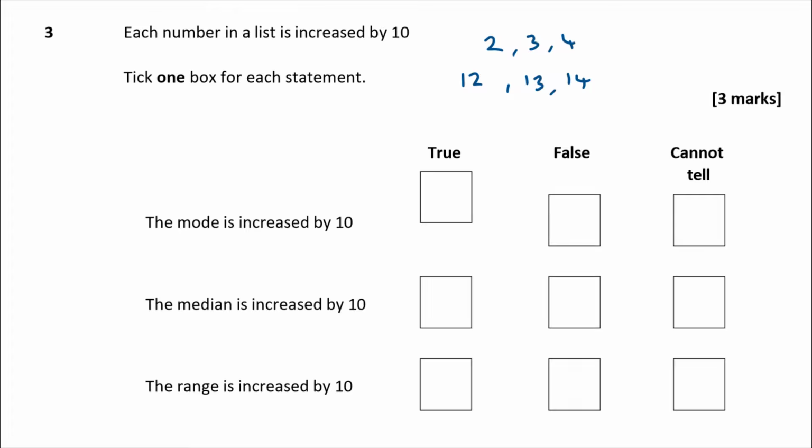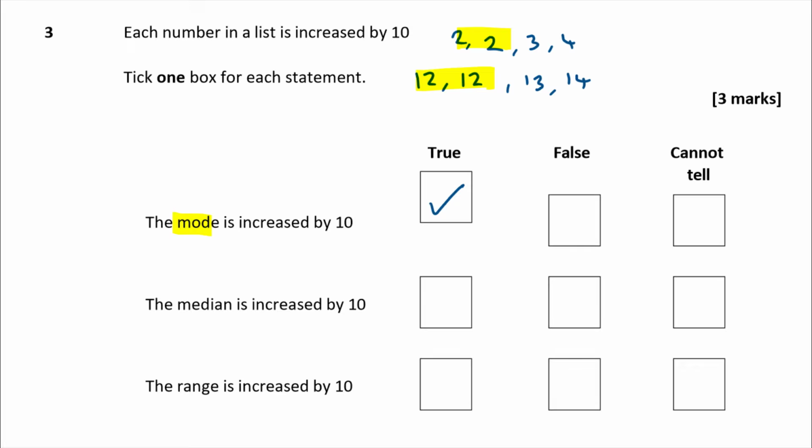It's not very helpful because it doesn't have a mode. Let me just add a mode on the front. So if it was 2, 2, 3, 4, then I get 12, 12, 13, 14, wouldn't I? So yes, the mode has increased by 10 because the mode here is 2 and now the mode is 12. Okay, so yeah, the mode has increased by 10, so that is true.